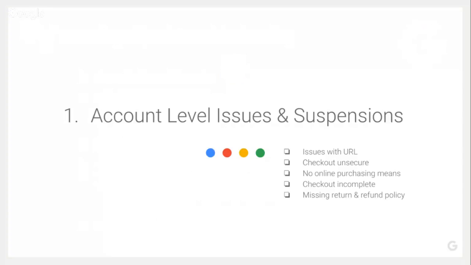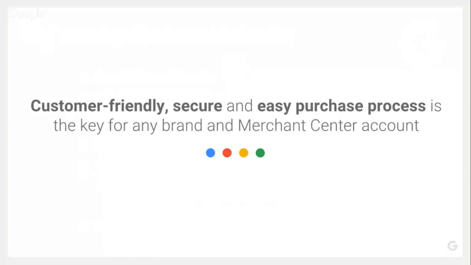So let's get started. When it comes to account level issues and suspensions, the most common ones that we see are usually related to the checkout process or the information about the online store. The overarching idea is that we want to make sure the experience for every single user is customer friendly, secure, and a very easy purchase process, as that is important for the experience customers get from the ad.